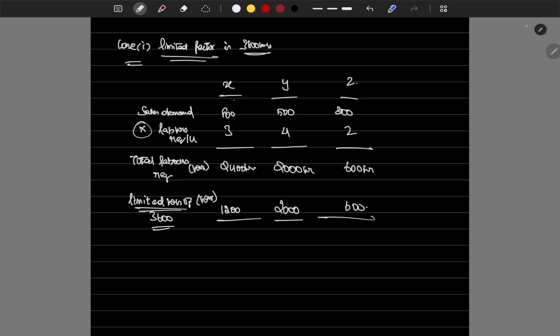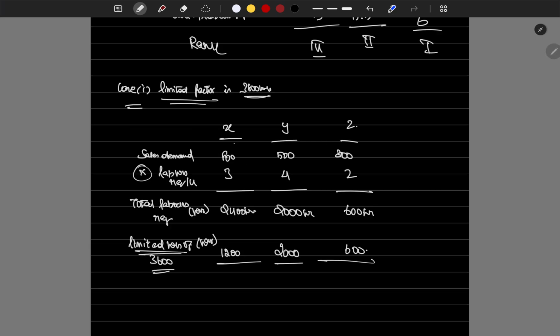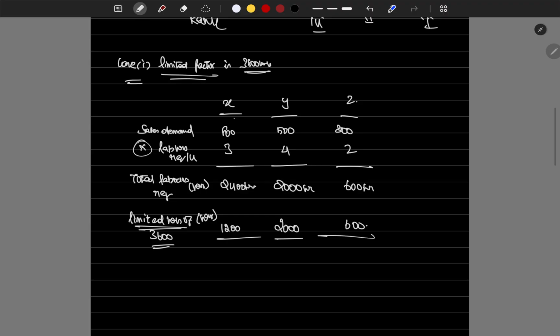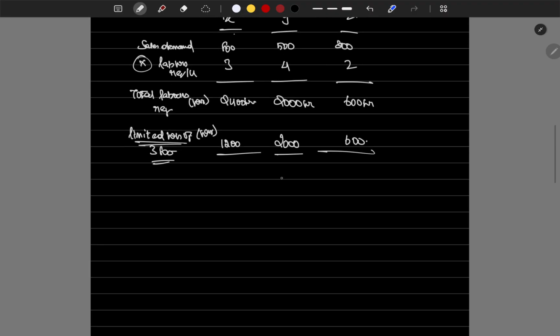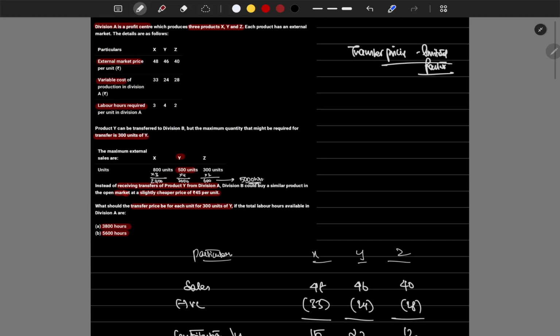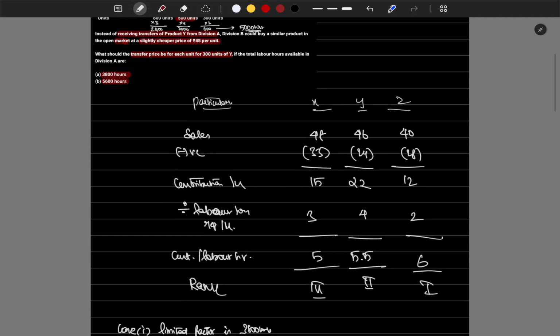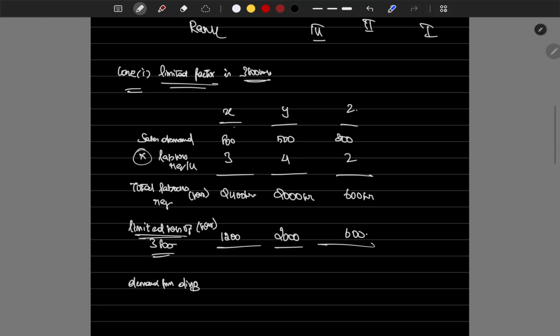Right. Okay, since we have fewer resources for the external demand itself, limited hours of 3800 have been allocated, but we have a demand from division B for product Y. How many units? They asked for 300 units.